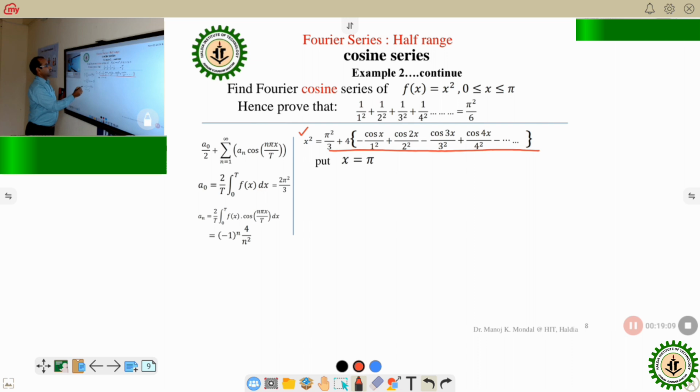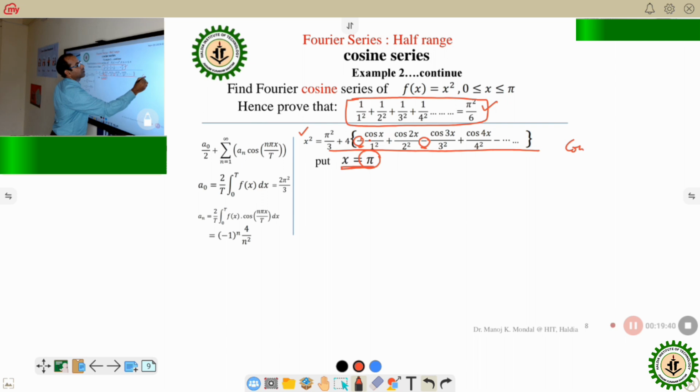Now we have to again prove that this series will be equal to pi square by 6. So we have to put the value of x on both sides in such a way that all the values will be positive, that means the negative signs will be converted into positive. We have to put x in such a way. So if we consider x equal to pi, cos n pi equal to minus 1 to the power n, and so all values will be positive.